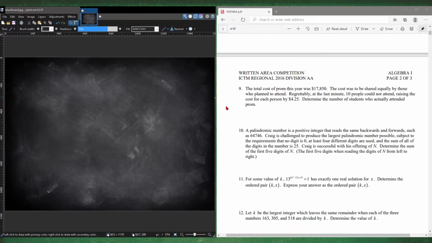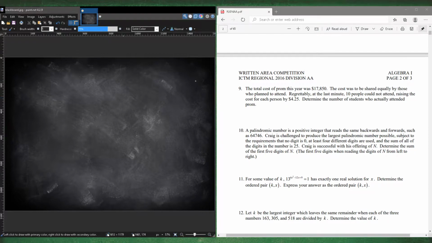A palindromic number is a positive integer that reads the same forwards and backwards, such as 64,746. Craig is challenged to produce the largest palindromic number possible, subject to the requirements that no digit is zero, at least four different digits are used, and the sum of all the digits in the number is 25. Craig is successful with an offering of n. Determine the sum of the first five digits of n.